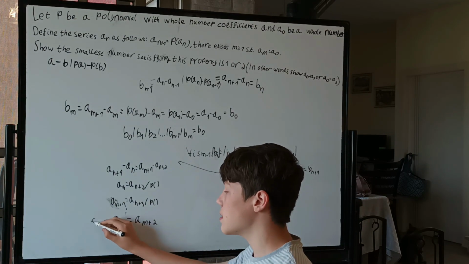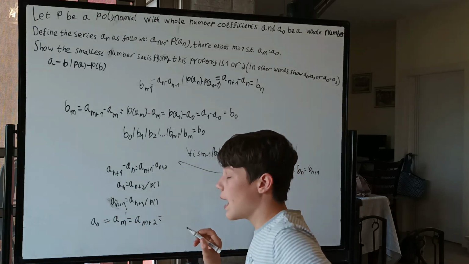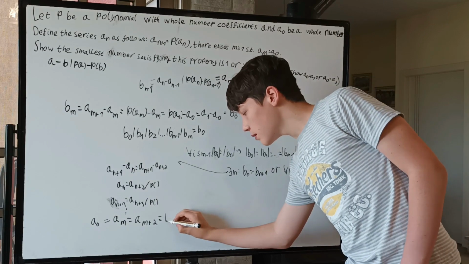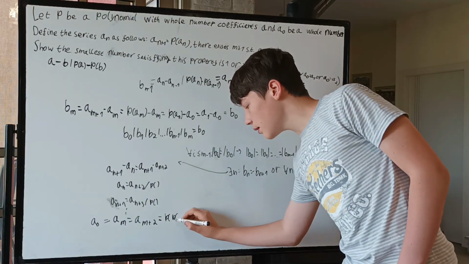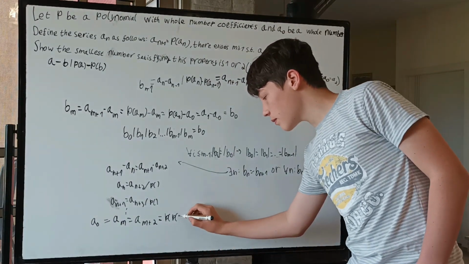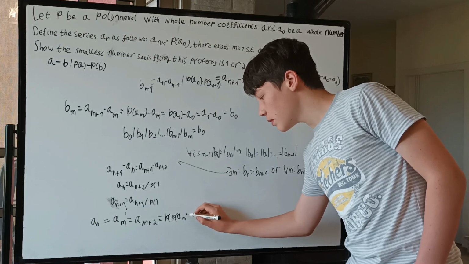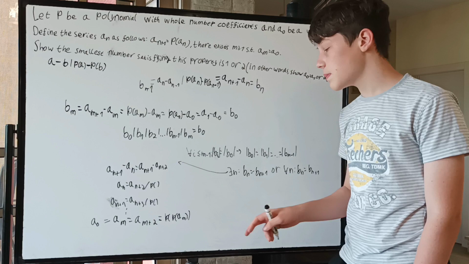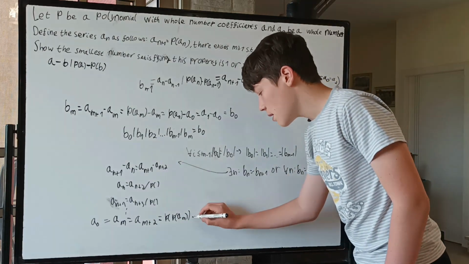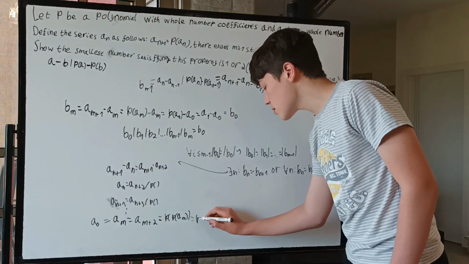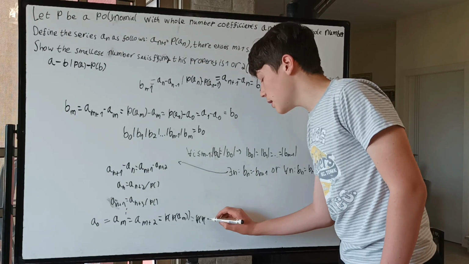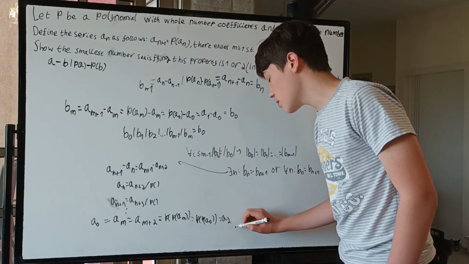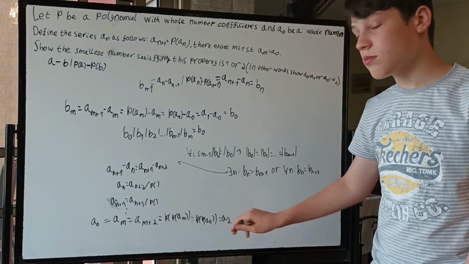Now, am is equal to a0. Am plus 2 is p of am, right? So this is basically p of am plus 1, and am plus 1 is p of am, so this is p of am. But am is a0, so this is p of a0, but p of a0 is a2. So we get a0 is equal to a2.